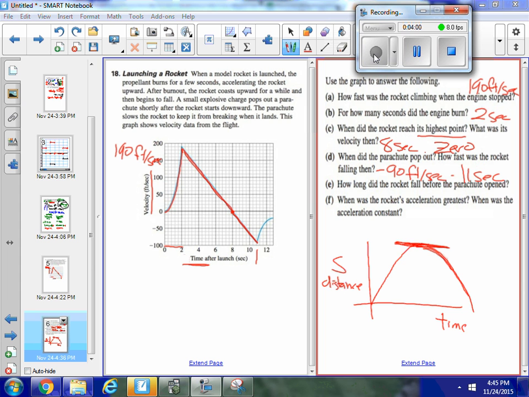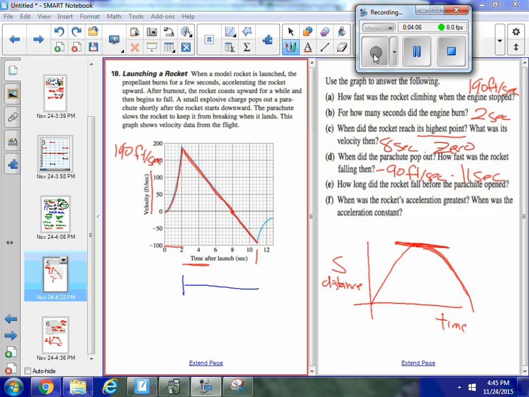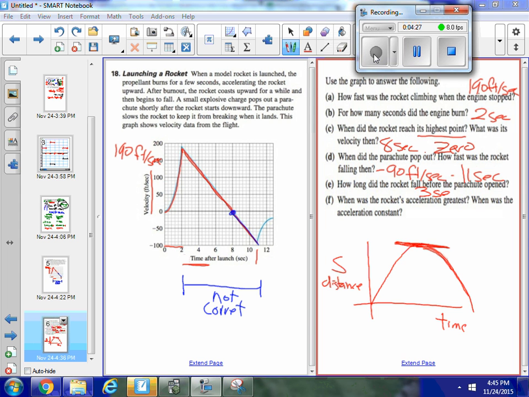So how long did the rocket fall before the parachute opened? Again, the temptation is going to be to look at this graph and go from here to here, but that is not correct. The rocket has fallen from where the highest point was, where velocity was 0. So the rocket was only falling from 8 seconds to 11 seconds. So the rocket was falling for 3 seconds before the parachute opened.